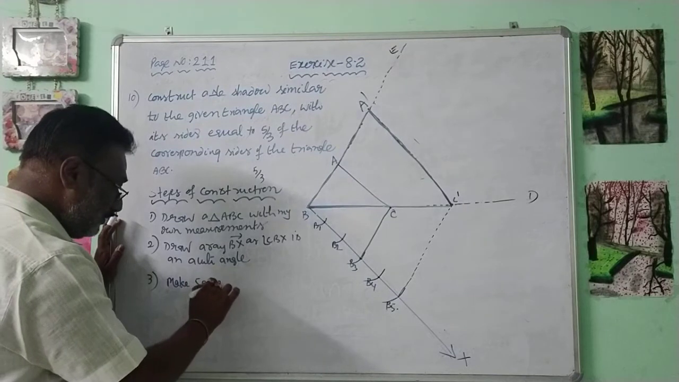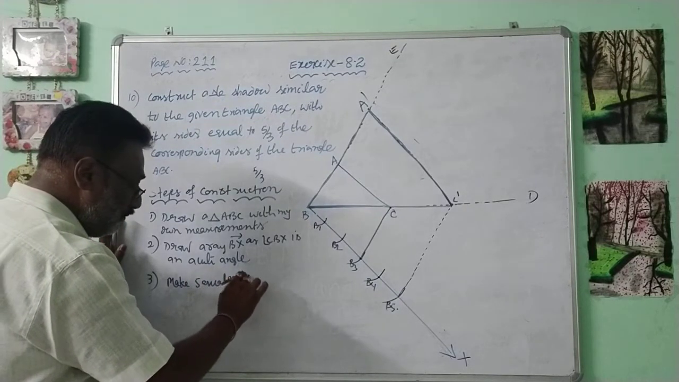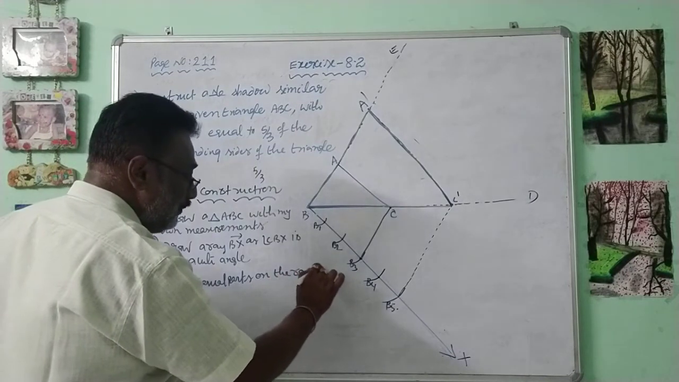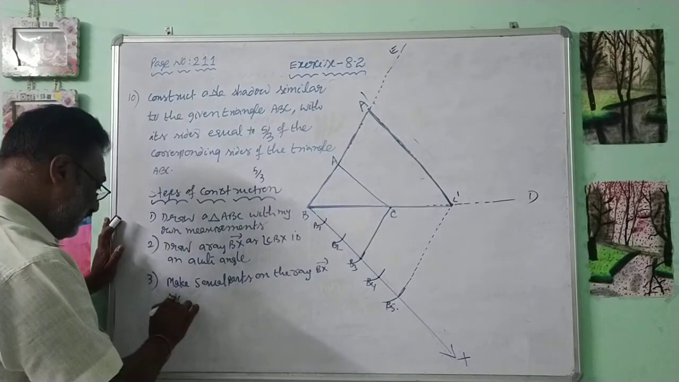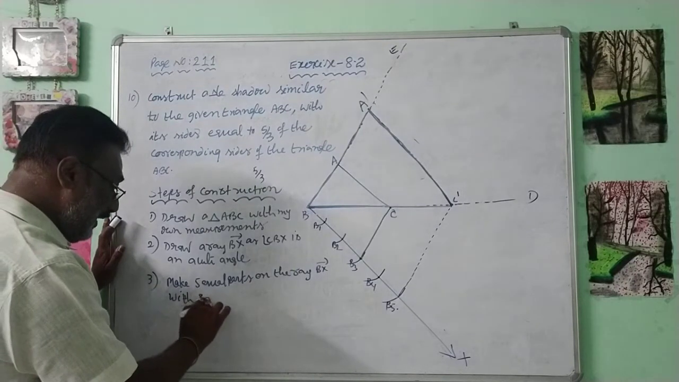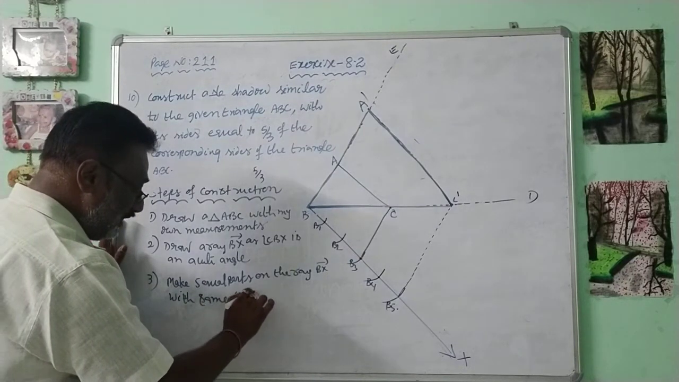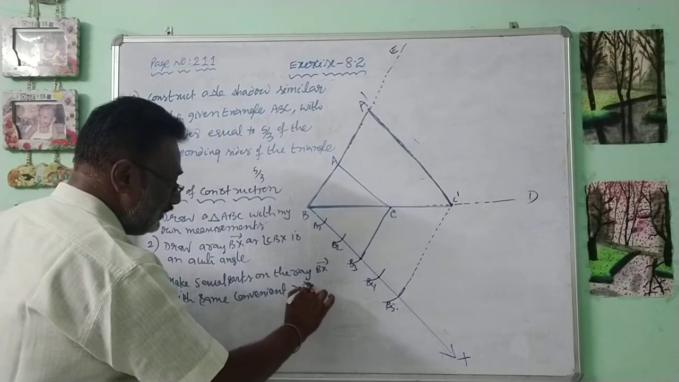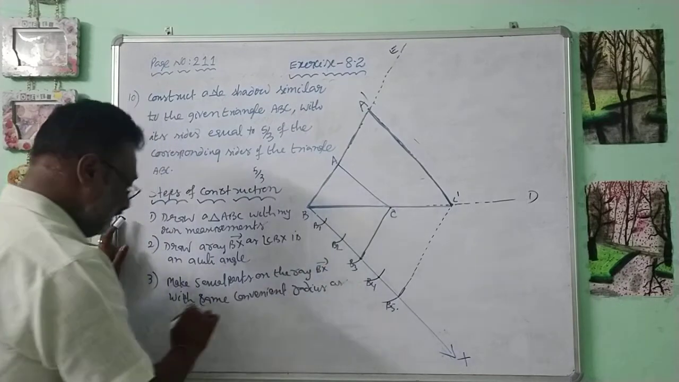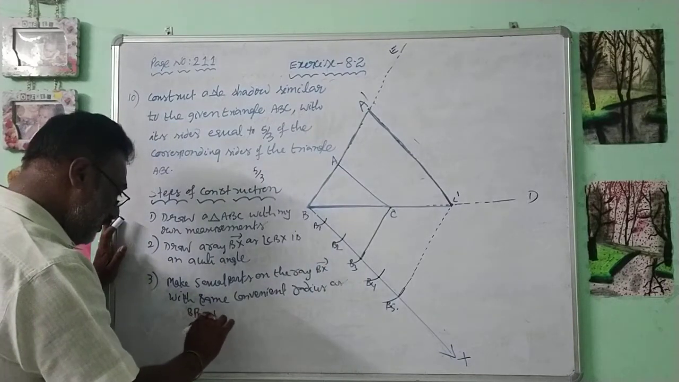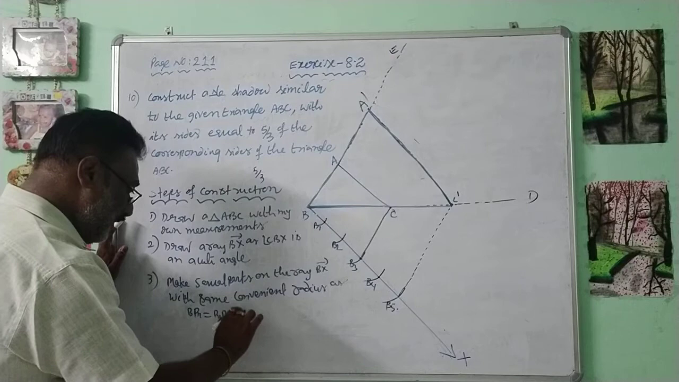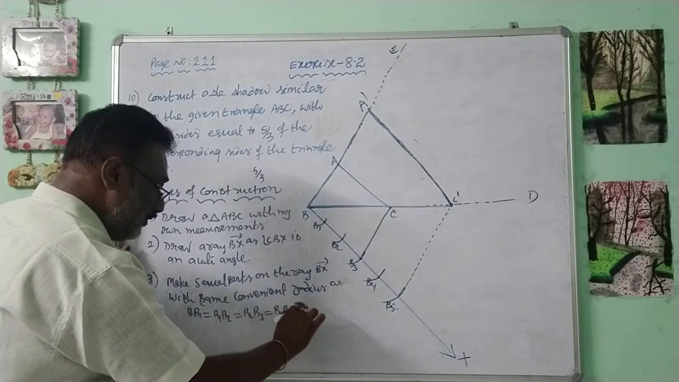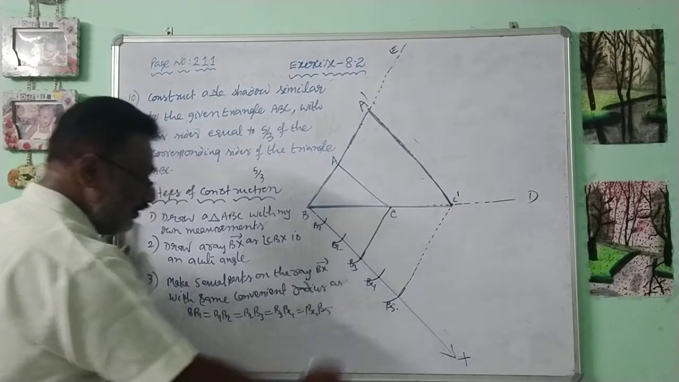Third one, make 5 equal parts on the ray BX with the same convenient radius as B1 equal to B1B2 equal to B2B3 equal to B3B4 equal to B4B5.